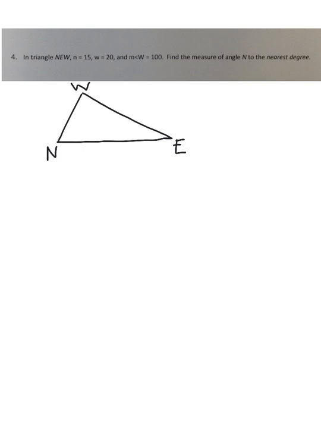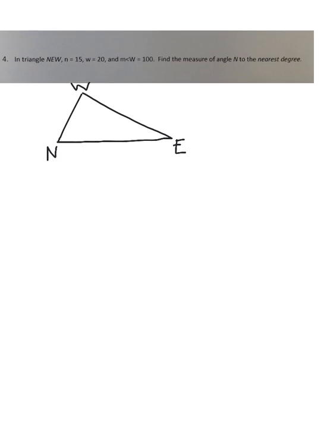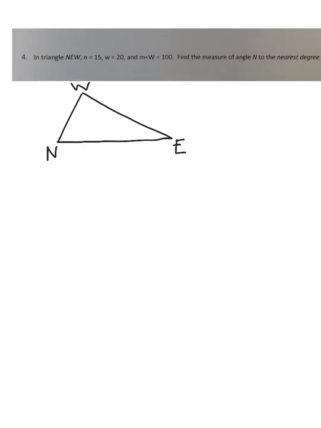And we know that little n is 15. So now remember, if little n is 15, then little n here is going to be opposite big N. So little n is going to be that right there. Okay, so little n is going to be 15. And then we know little w is 20. So here's big W. So little w will be the side opposite that angle. So that's going to be 20. So let's put 20 right here.